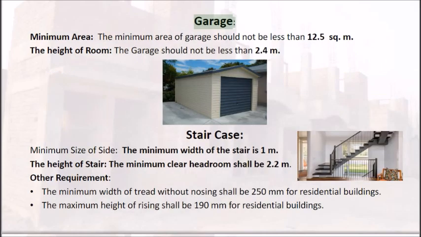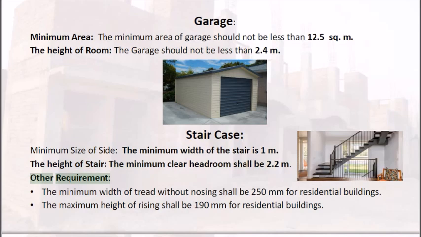Garage. Minimum area: the minimum area of garage should not be less than 12.5 square m. The height of room: the garage should not be less than 2.4 m. Staircase. Minimum size of side: the minimum width of the stair is 1 m. The height of stair: the minimum clear headroom shall be 2.2 m.